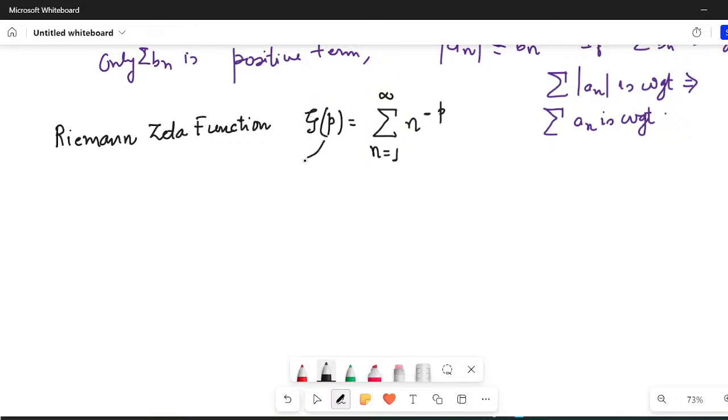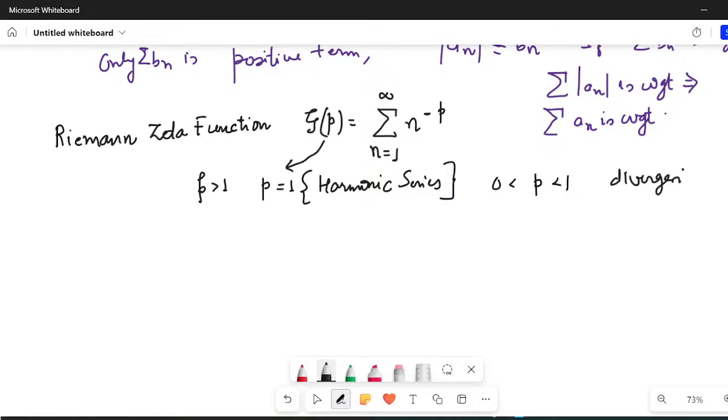Now this particular Riemann zeta function converges only if p is greater than 1. If p is equal to 1, then it would be nothing but a harmonic series. And for p less than 1, it will be divergent. Harmonic series we discussed yesterday, this is divergent. You can also call this series the harmonic p series. This is one of the important series. You should remember that if p lies between 0 and 1, then this is divergent. If p is equal to 1, then it is again divergent. If p is greater than 1, it is convergent.